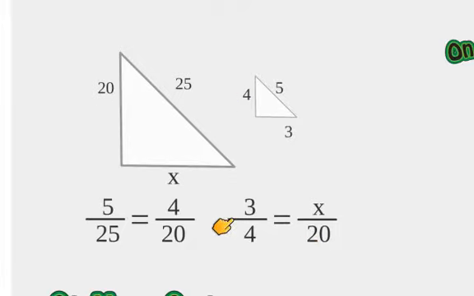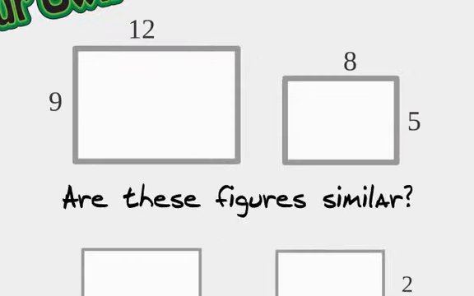So this is a proportion. You know what to do. Cross multiply, divide. Maybe even figure out how you go from 4 to 20. Multiply by 5. Bam, there you go. What's the length of side x? I think you got the idea.